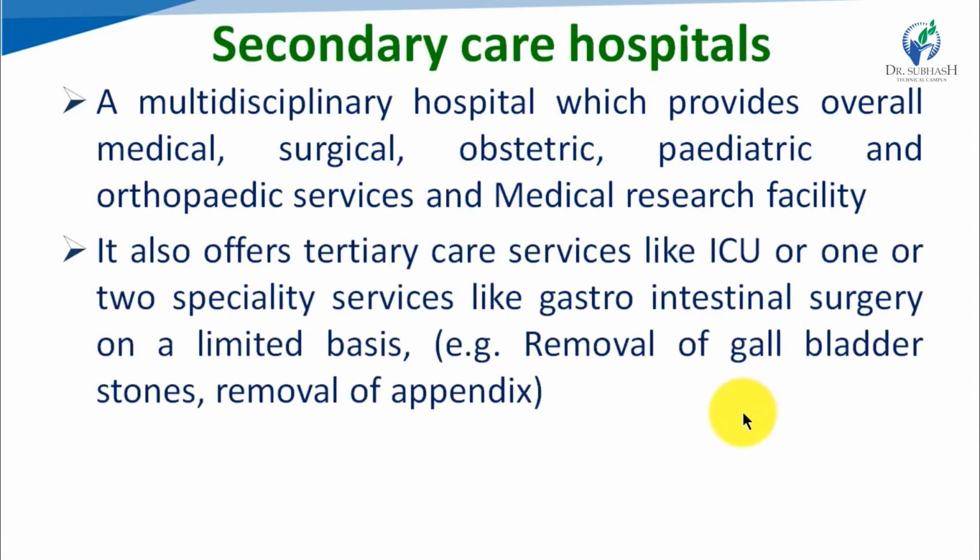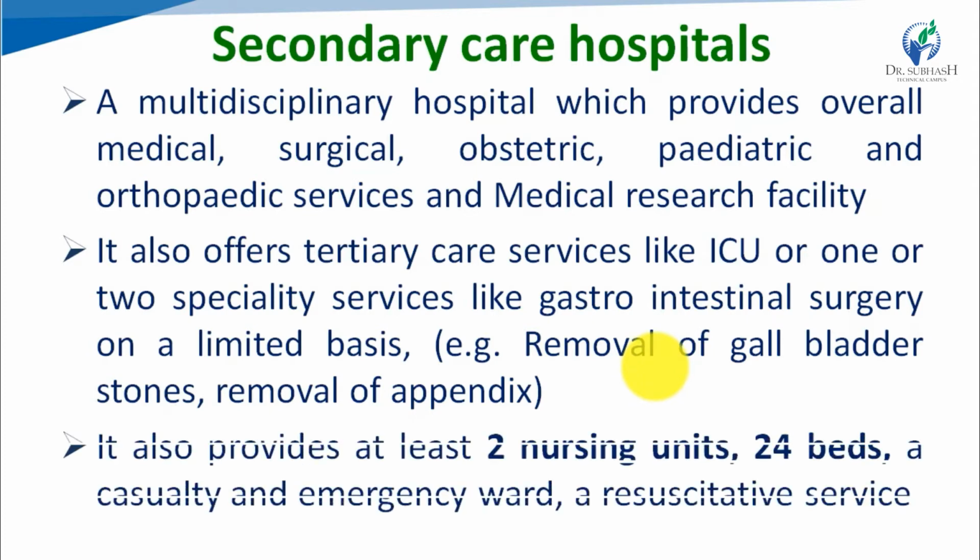Then it also offers tertiary care services like ICU, that means intensive care unit, or one or two specialty services like gastrointestinal surgery on a limited basis. For example, they should have the facility to remove gallbladder stones and also for the removal of the appendix. Such types of facilities should be present in a secondary care hospital.